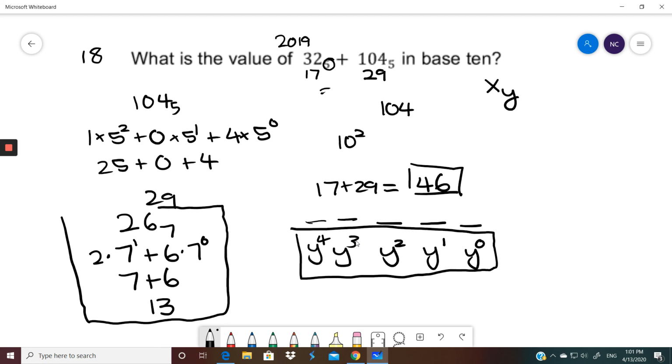So as long as you follow these steps, you will always be able to change any base back into base 10.